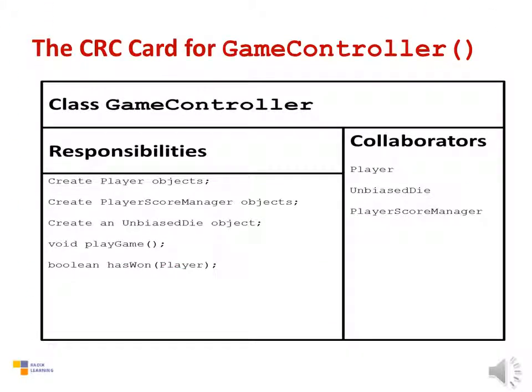First, let us take a look at the CRC card for the class Game Controller. Its responsibilities are to primarily create the required objects, set up the conditions for the game, and orchestrate the playing of the game and check if a player has won the game. In performing these tasks, it collaborates with Player, Unbiased Die, and Player Score Manager.